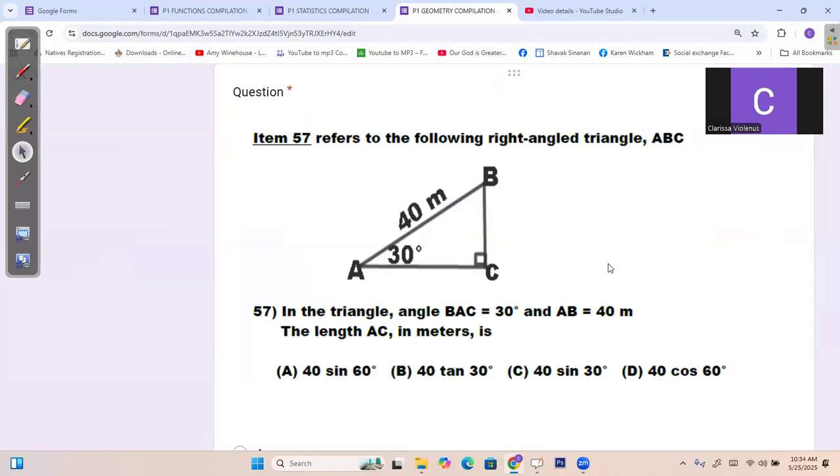In the triangle, it asks for the length of AC, which is this. So this is the height. This is the edge. So that's cos. Cos 30 is equal to x over 40. So x is equal to 40 cos 30. 40 cos 30, which is C.